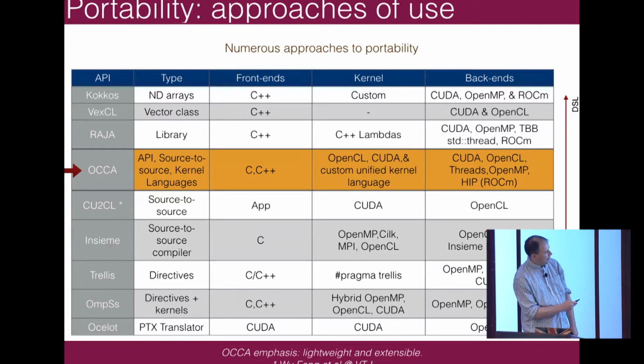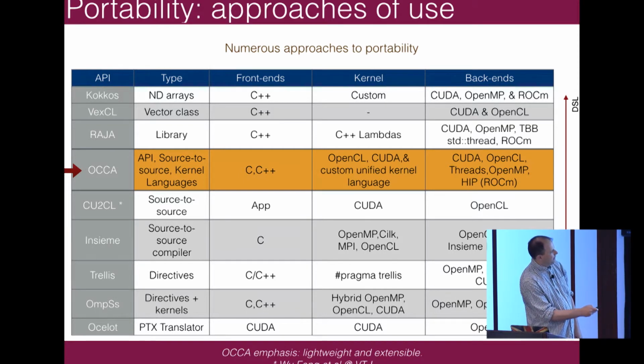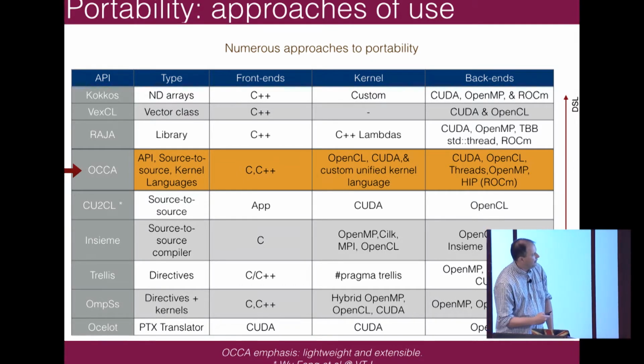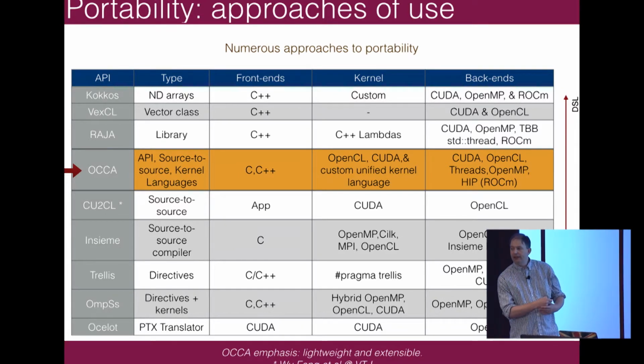It's another VT product. OCCA, which does source-to-source, has an API, also has its own kernel language, and it directs to CUDA, OpenCL, threads, OpenMP, and HIP. RAJA has similar coverage, but it's a higher-level library that uses C++ lambdas. Then you go up to Kokkos, much more sophisticated, a bit higher level, and I think if you're a domain specialist, this is where you want to be, at this abstracted level.